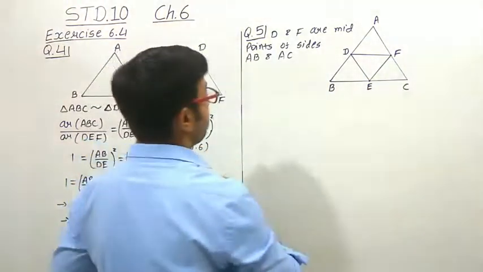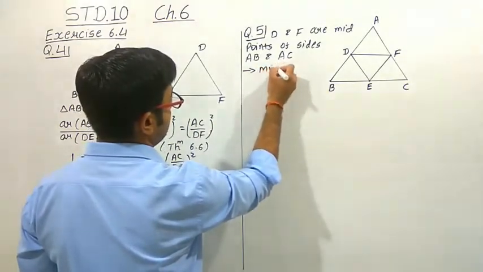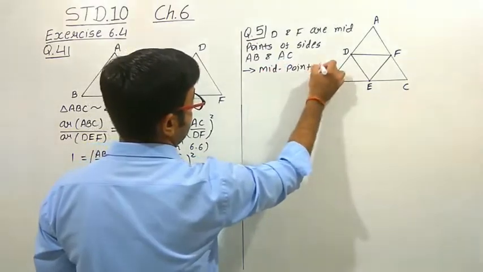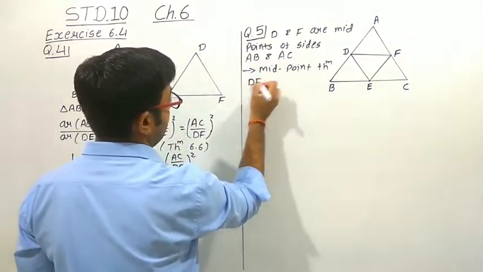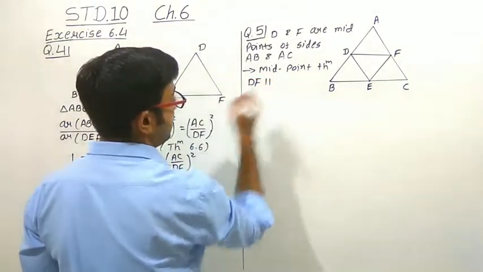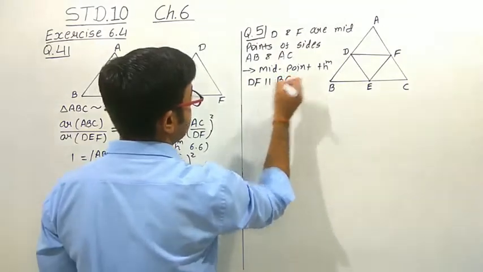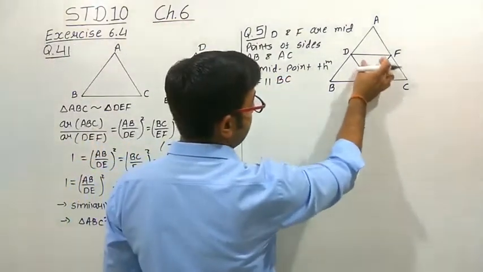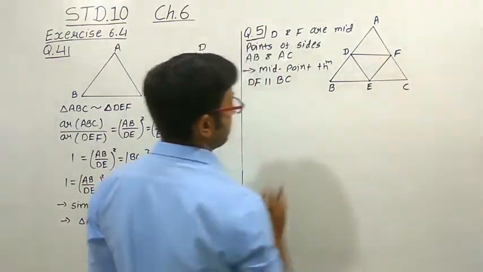So according to the midpoint theorem, we can write down that DF is parallel to BC. Right? So now DF and BC will become parallel to each other.